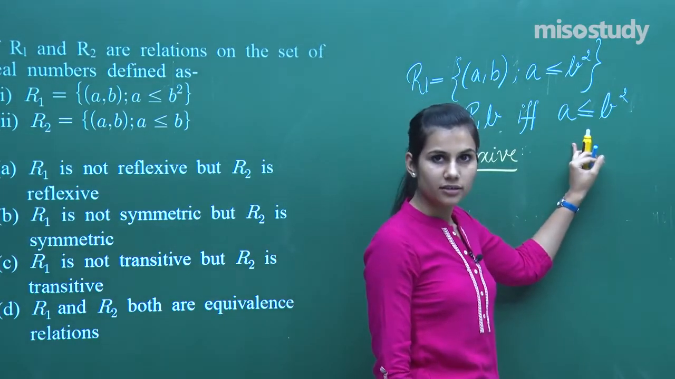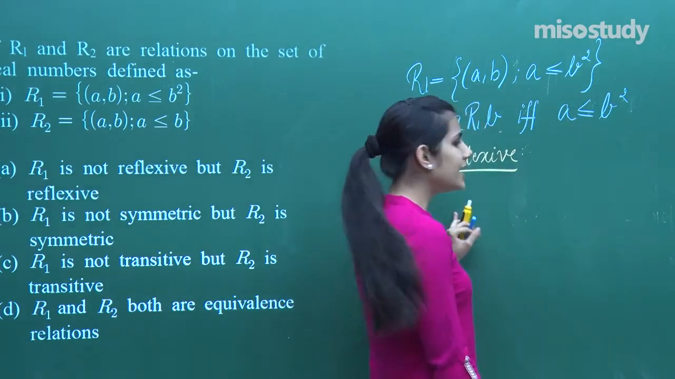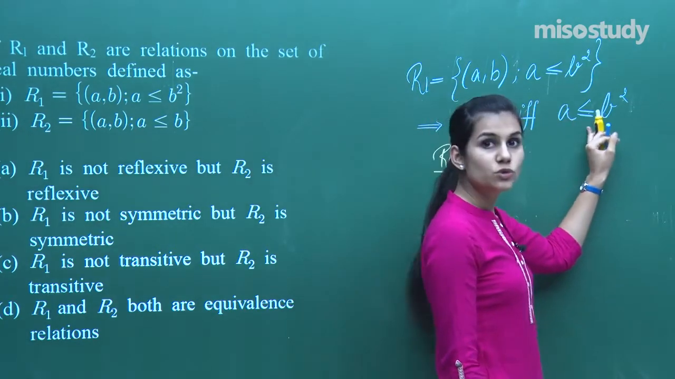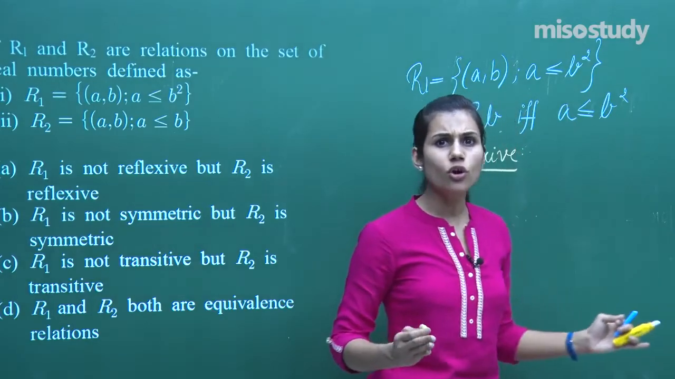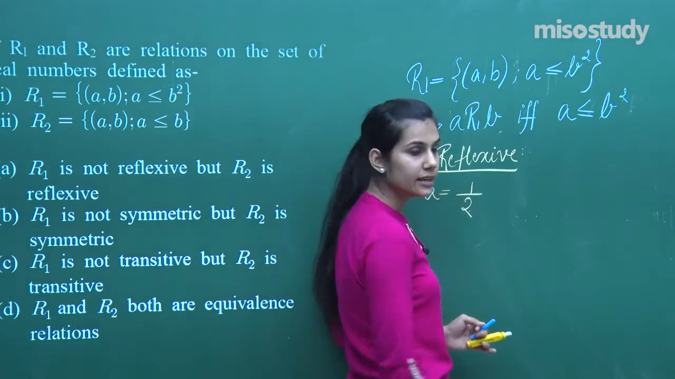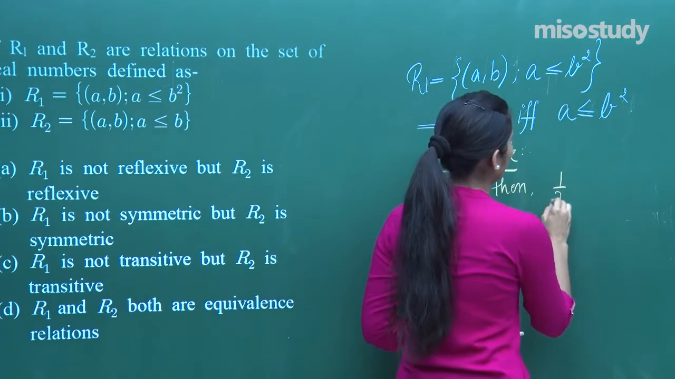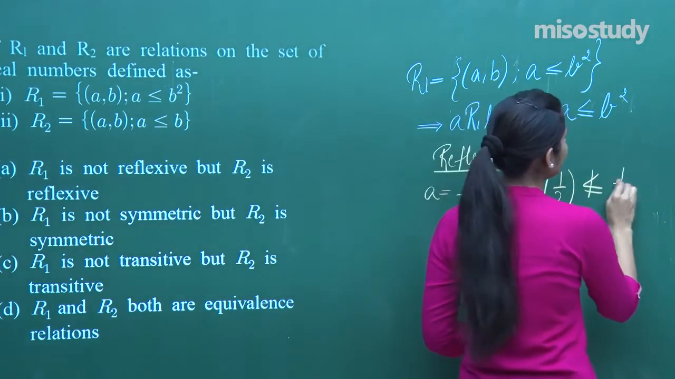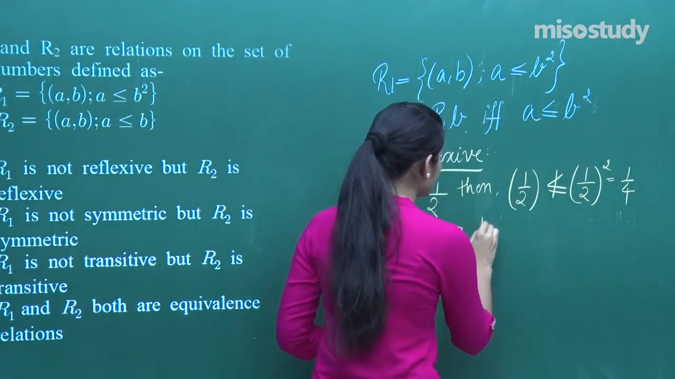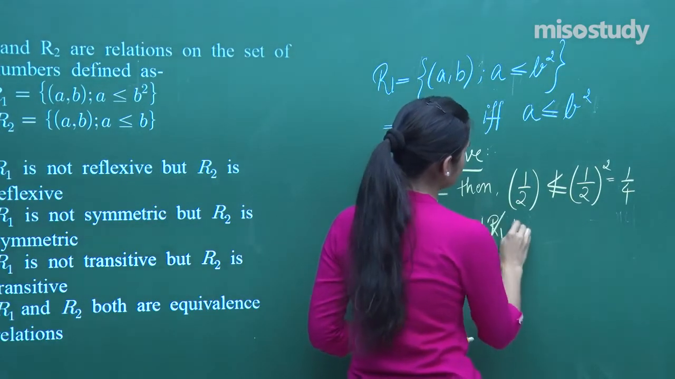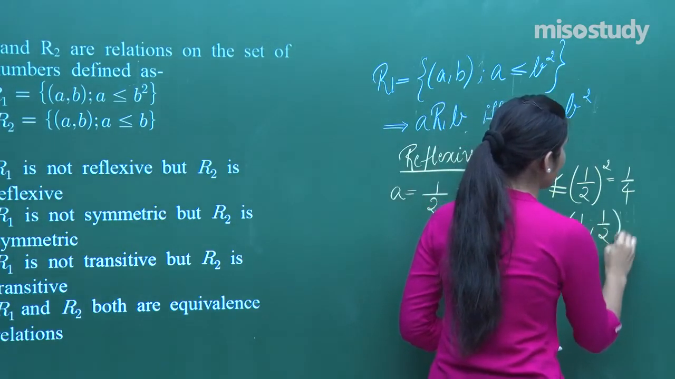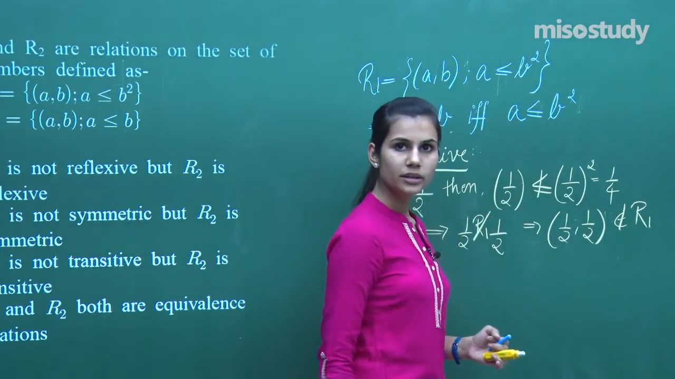If I talk about reflexivity, well, observe carefully. Can I say A is related to A? Is any real number related to itself by the relation R1? Is any real number less than equal to square of itself? Of course, no. 1 by 2 if you take to be equal to A, then 1 by 2 is not less than equal to 1 by 2 whole square, which is 1 by 4, right? Which implies 1 by 2 is not related to 1 by 2, which implies 1 by 2 comma 1 by 2 does not belong to the set R1, right?